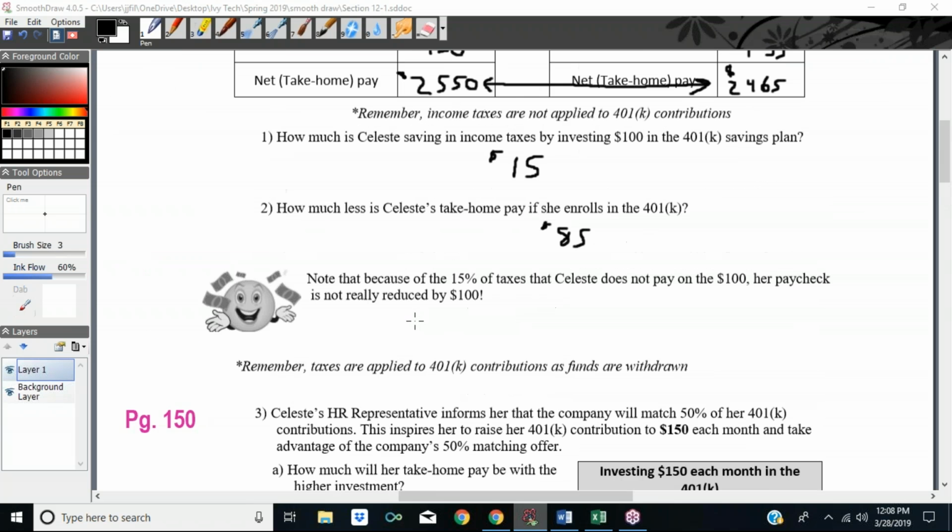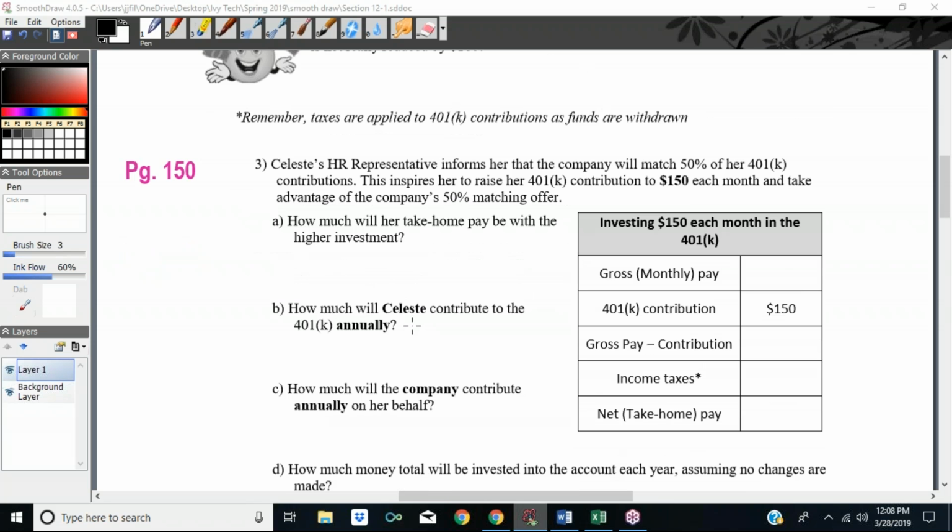And so let's continue to look at Celeste here. It says that her HR representative informs her that the company will match 50% of her 401k. So she's going to raise her contribution to 150. So if she's giving 150, how much is the company going to pitch in? Excellent. So the company's going to pitch in 75. She's pitching in 150, and that would be 225 altogether.